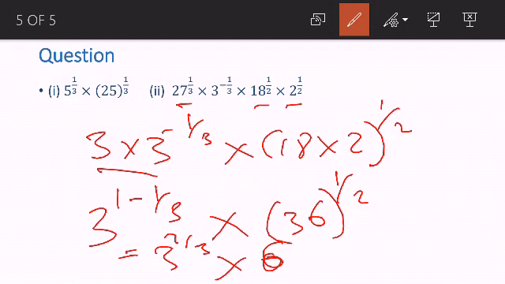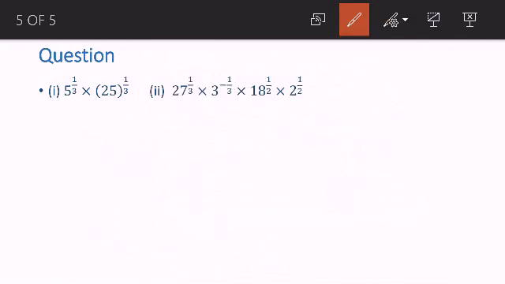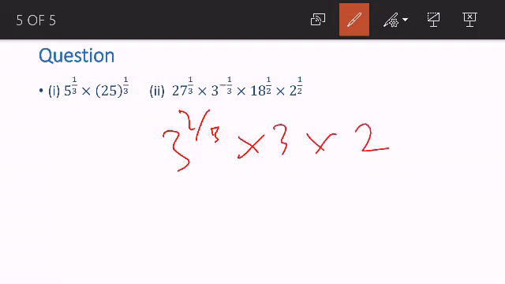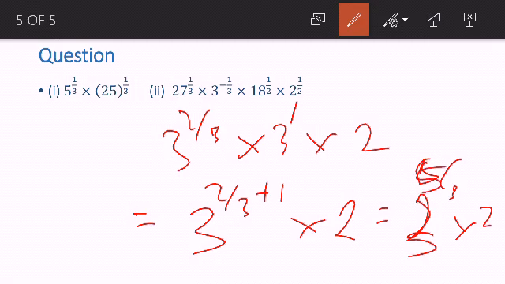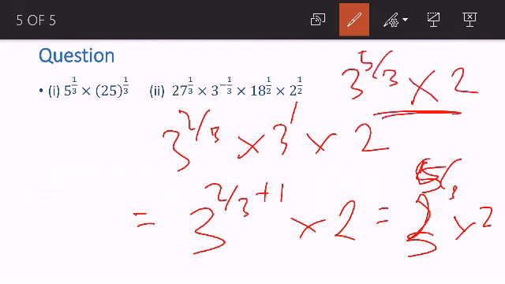Now we can simplify this further. We can say that 6 is 3 times 2. So we can have 3 raised to the power 2 over 3 times 3 times 2. And remember, your 3 here means 3 raised to the power 1. So that will give us 3 raised to the power 2 over 3 plus 1, then times 2. That will give us 3 raised to the power 5 over 3 times 2. We can leave our answers this way. 3 raised to the power 5 over 3, then multiplied by 2. That can be our answer there, our simplification.